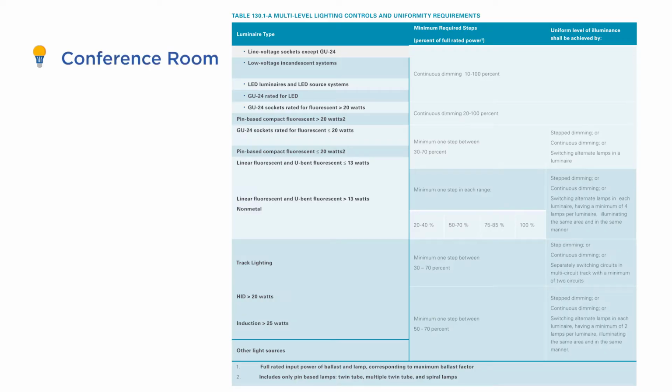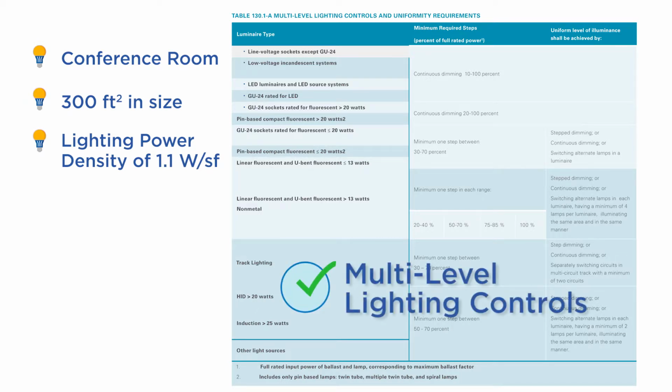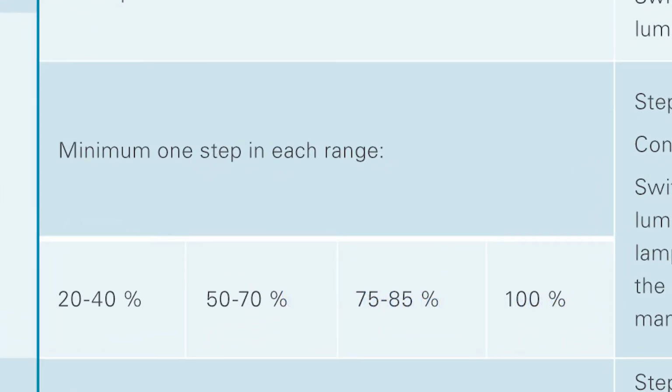As an example, let's look at a 300 square foot conference room with a lighting power density of 1.1 watt per square foot. Under the Energy Standards, multi-level lighting controls are required in this space. Multi-level lighting controls must have at least the number of control steps specified in Table 130.1-A. A minimum of 4 control steps is needed for a space with linear fluorescent luminaires, with at least 1 step in each range: 1, 20 to 40%; 2, 50 to 70%; 3, 75 to 85%; and 4, 100%.